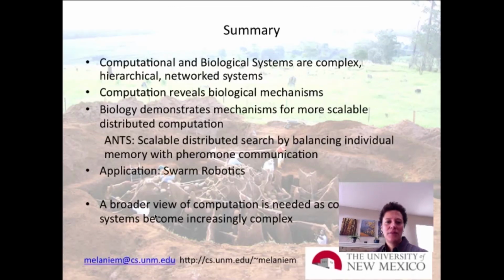What I've told you about is kind of my belief that these computational and biological systems are both these kind of complex systems where you have interacting agents that are hooked together by networks of communication. And we can use computer science, we can use models to reveal how biological complex systems work. And on the other hand, we can go to biology and ask, how do distributed strategies work? In particular, these ants taught us that you can have a scalable distributed search mechanism by balancing individual memory with pheromone communication. And we were able to take that and put that into swarm robotics. So this is a case where we have mobile computers moving around, interacting with each other, that can now imitate the way that ants communicate with each other to achieve some task.